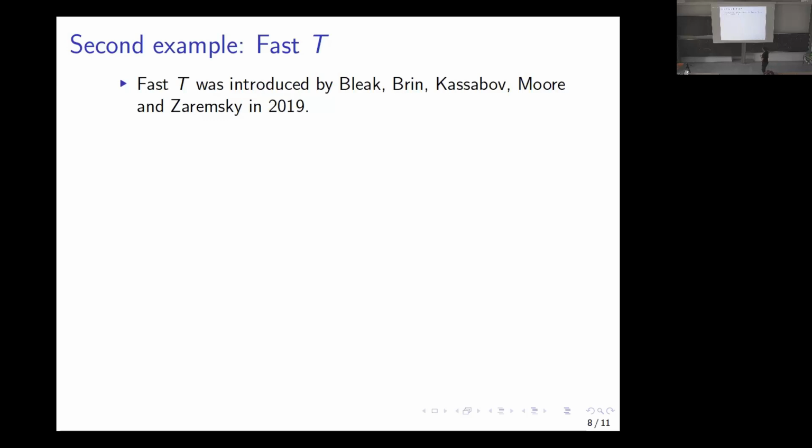Okay, so the second example, I think really the second example had been floating around with Colin Blake, Matt Brin, Martin Kassabov, Justin Moore and Matt Zaremsky for some time. So that actually happened before, but they didn't know that it was, well, it actually isn't simple, but its commutator subgroup is simple, which I'll come to. They didn't know that this, sorry? And finitely generated. They hadn't studied the commutator subgroup.